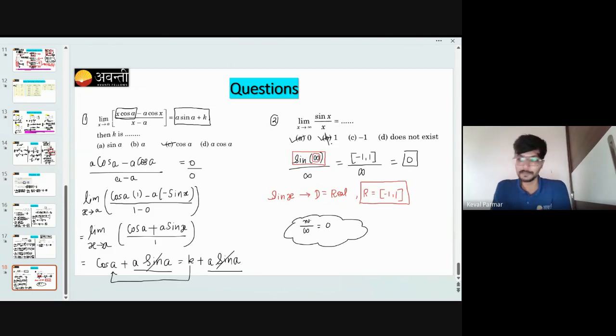It was a very conceptual question which required the domain and range of trigonometric functions, which is sine. So I hope this question is clear. You can say yes or no, please. Is this question clear? Yes. Okay. Very good.